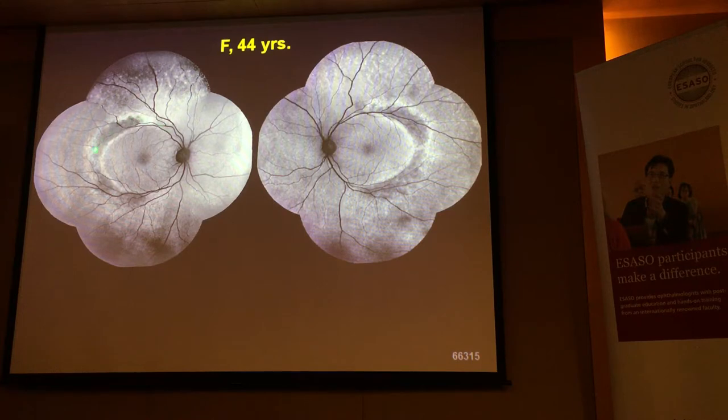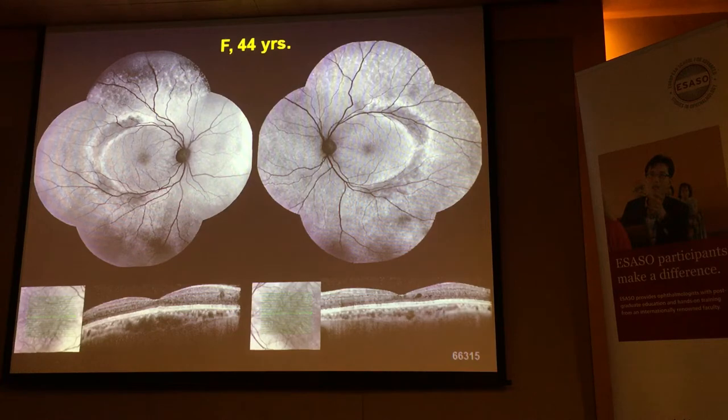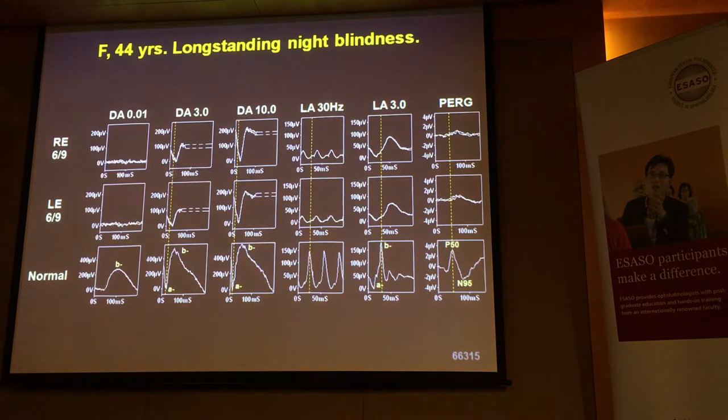You've got an area of hypo-autofluorescence. She became known by the fellows at Moorfields as banana lady because of the shape of these lesions. And then you've got some odd peripheral lesions. The OCT shows some intraretinal hyporeflectivity, presumably cystic spaces, at the inner retinal level. And the ERGs are distinctive and diagnostic.